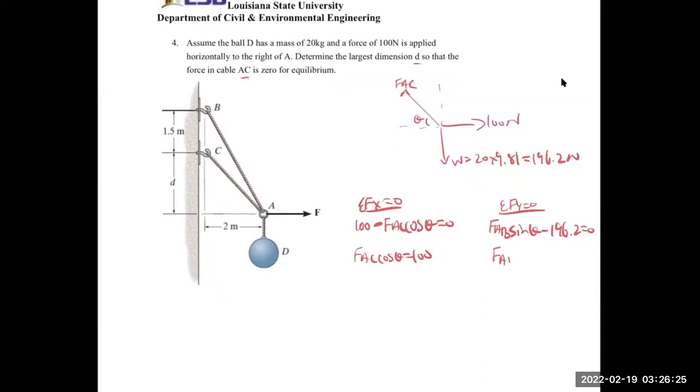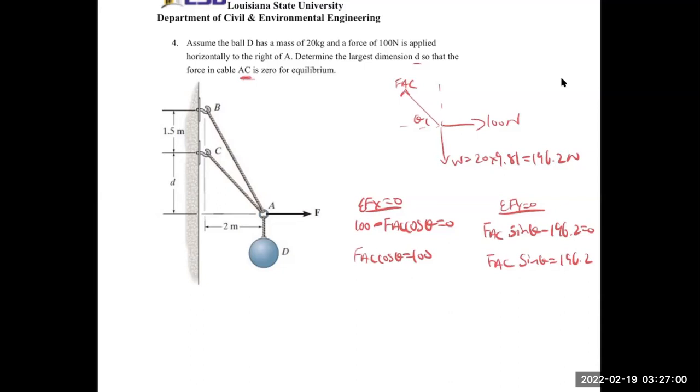Rearrange the equation. I got my FAB sine theta is equal to 196.2. Okay, what we can do at this point, same thing that we did in the previous, oh, my bad. This shouldn't be FAB, this should be FAC, because we are trying to find the large dimension D so that the AC is in equilibrium. So there's FAC, my bad.